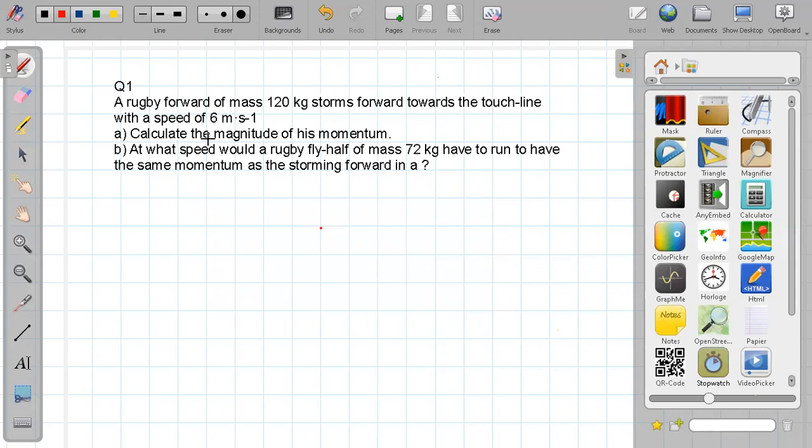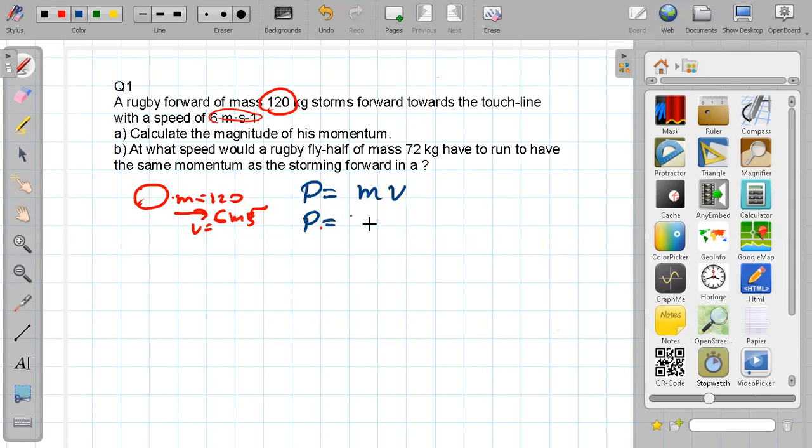A rugby forward of mass 120 kilograms storms forward along the touchline with 6 m s^-1. Calculate the magnitude of momentum. m equals 120 and he's moving with 6 m s^-1 as the velocity. So you can just use p equals mv. m is 120 multiplied by 6. You will get 720 kg m s^-1. Right, very good.